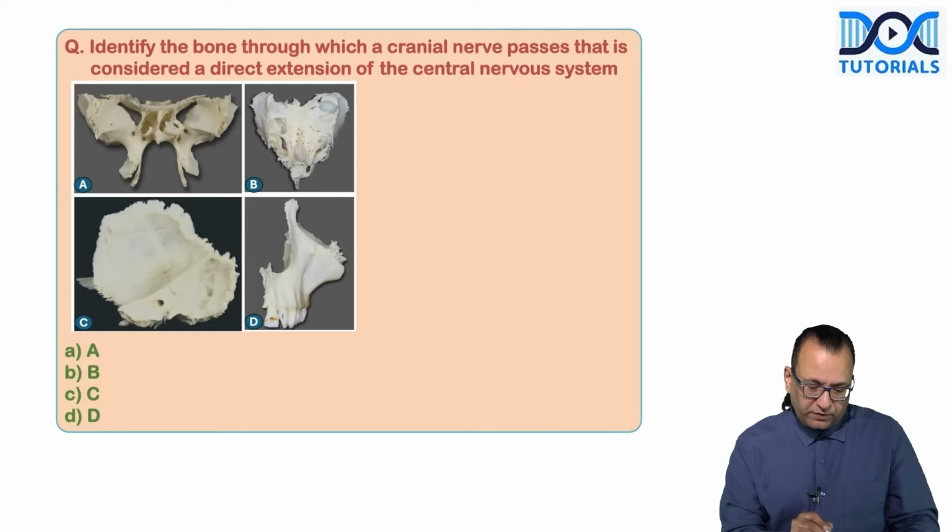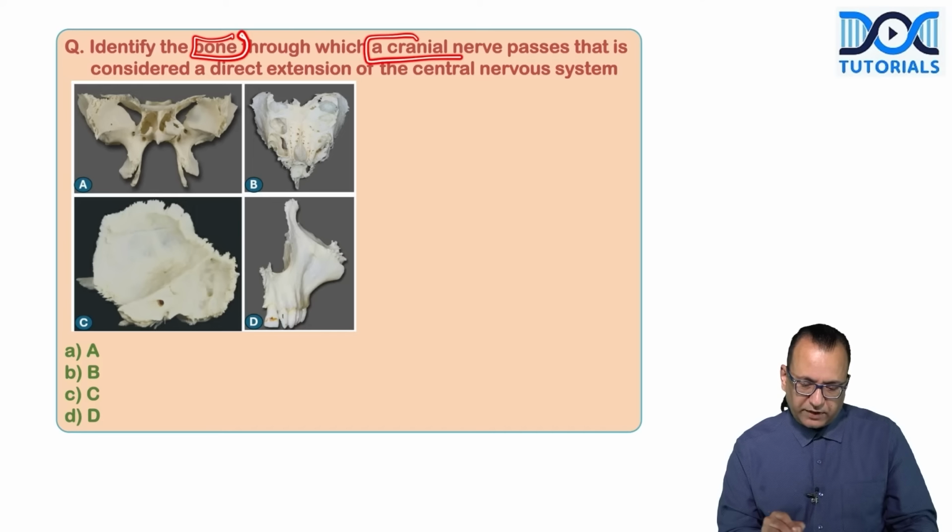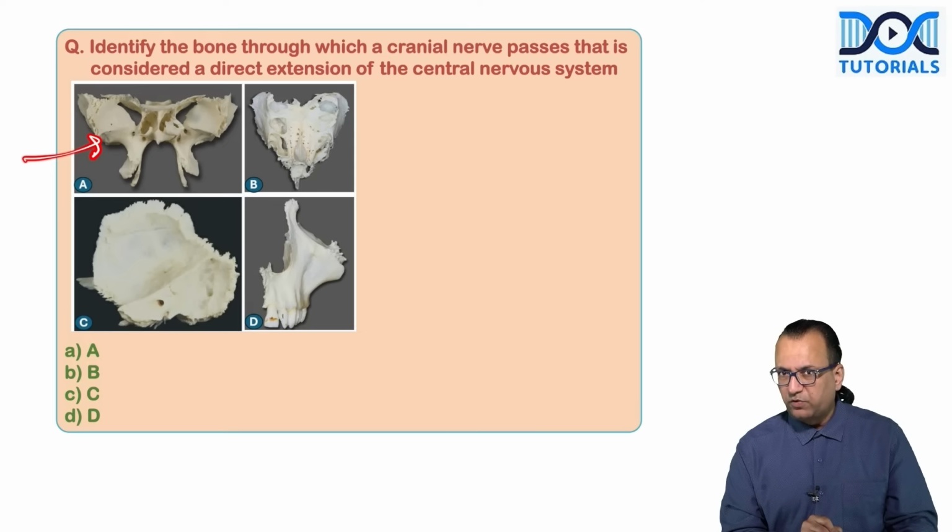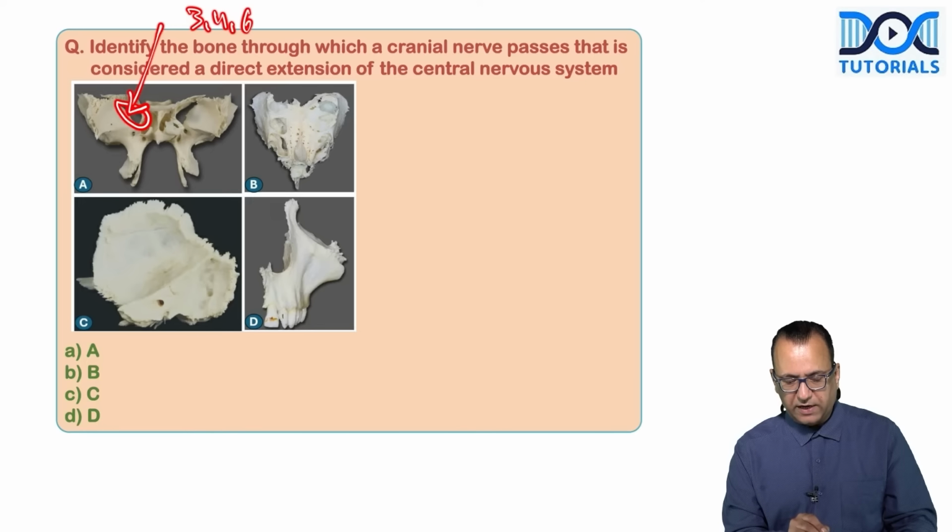Keeping that in mind, we are being asked about a bone which lets pass a cranial nerve considered the direct extension of the CNS, that is the optic nerve. So I'll take my answer as the sphenoid bone, because in the sphenoid bone you have the optic canal, and through the optic canal passes the optic nerve. Though we understand that there will be the superior orbital fissure here, through which numbers 3, 4, 6 and even branches of 5, 1 will be passing, none of them are CNS tracts. They are not direct extensions of the CNS.